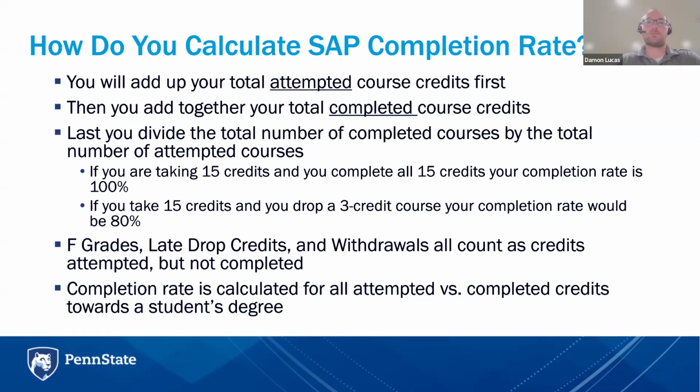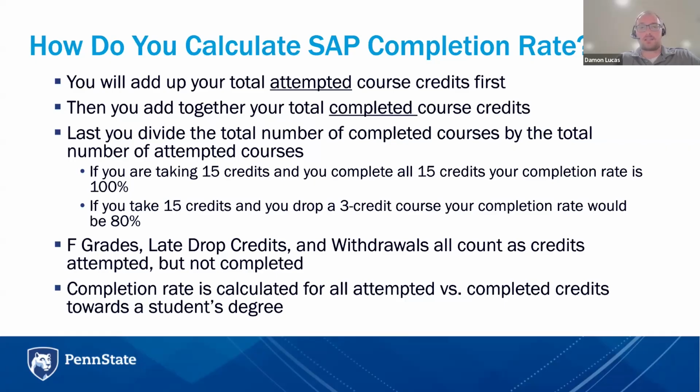So if there's any point in which you are thinking of dropping a course, please contact our office before you do so. Not after you do so, because at that point it's too late. If you are thinking of dropping a course, contact us and we can run the completion rate to make sure you're still within SAP guidelines. Again, don't do it after because then it's too late.